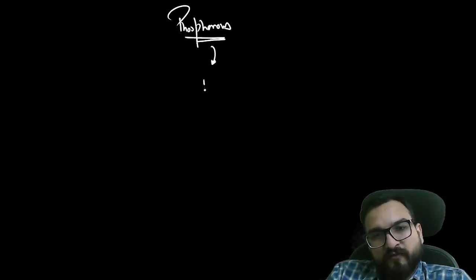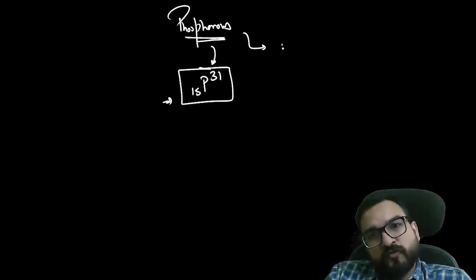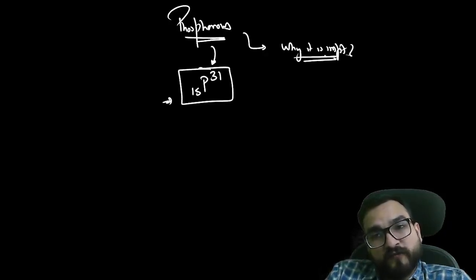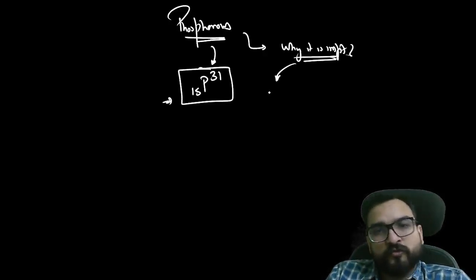Phosphorus, elemental form P, atomic number 15. This is phosphorus. First of all, why is it important? Phosphorus is very important because it forms the basic structure of our whole body, of plants also, of humans also, of animals also.